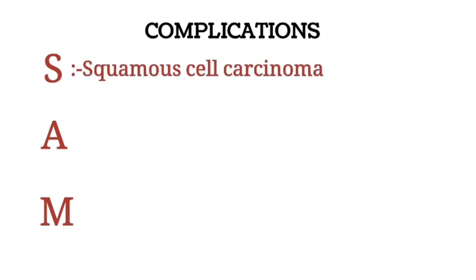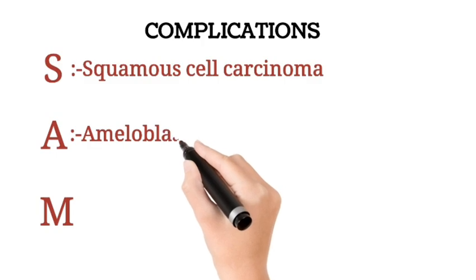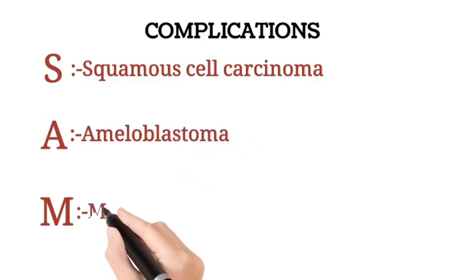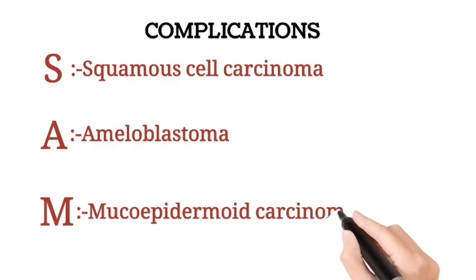Now coming to the complications, what complications can be caused if we do not look after the dentigerous cyst. First one is squamous cell carcinoma. It is also known as epidermoid carcinoma. Next one is ameloblastoma. It is an anatomically benign odontogenic tumor. Next one, mucoepidermoid carcinoma. So that's all about the dentigerous cyst.